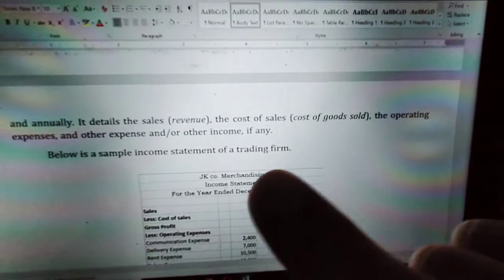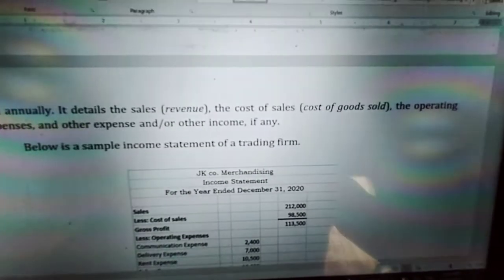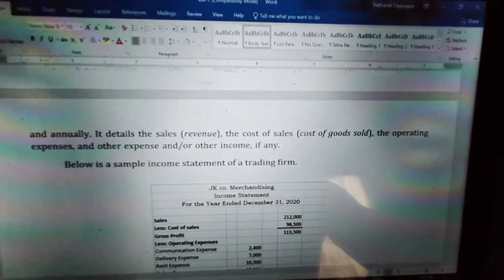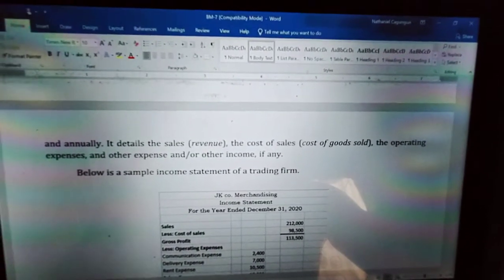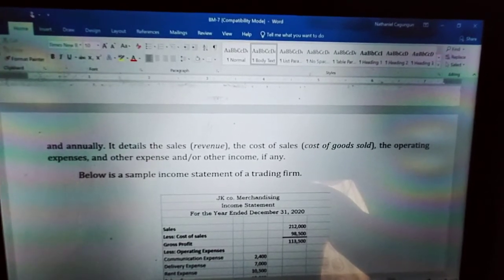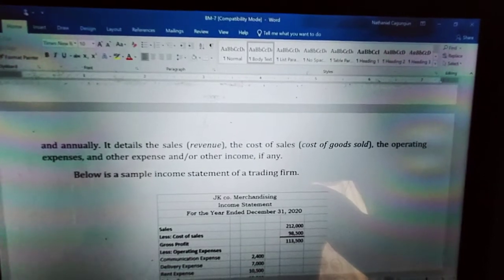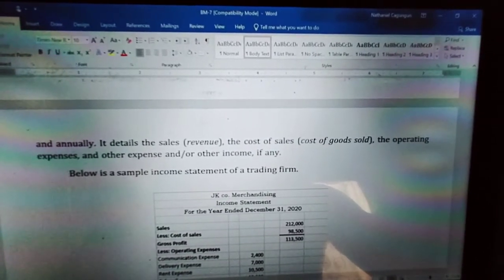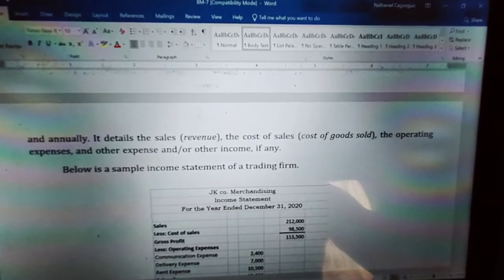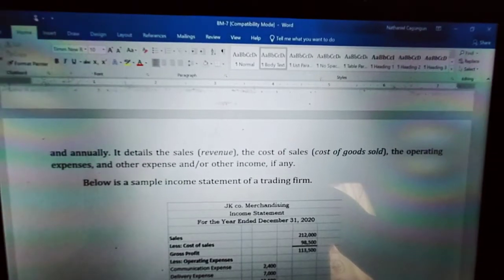Okay, and annually, it details the sales, yun nga yung revenue, the cost of sales, cost of goods sold, the operating expenses and other expense and or other income if any. Bakit ito? For tax purposes. Bakit sinabing for tax purposes? Kasi ang kita ng isang business, lalo na kapag ito ay official at naka-register sa BIR, so yung tax na babayaran mo ay depende dun sa kinita mo, kung ilang percent. Kaya yung iba talagang hinihingan sila ng income statement. Yung iba naman dadayain nila para medyo mababa yung makuha nilang tax, ano?